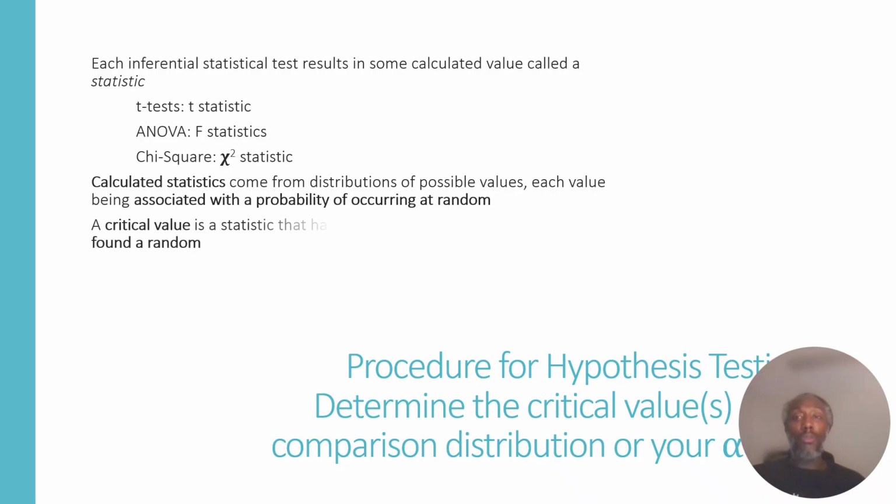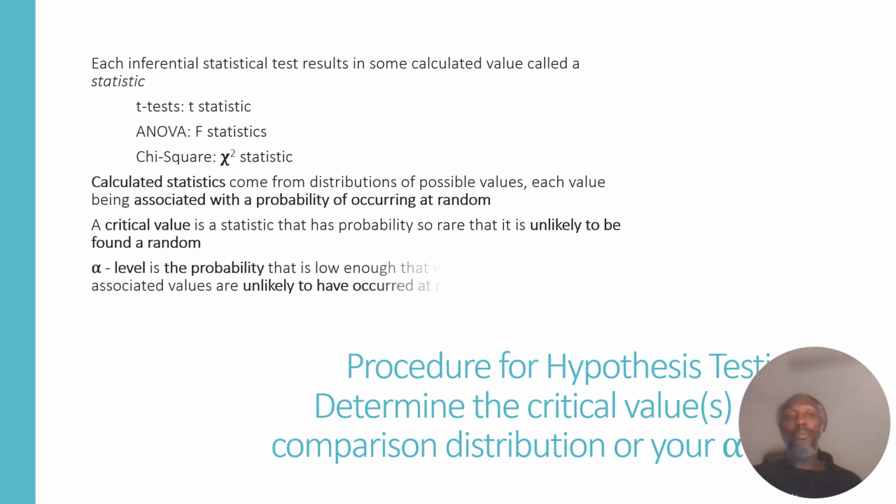We'll see some examples of that as we move forward, but a critical value is a statistic that has a probability that is just so rare that we believe it's unlikely to be found at random. So a critical value is a score that a statistic can take that is extremely unlikely to be found at random. If nothing else is going on, if nothing is driving the distribution of data we see, then those values are too rare to be probable.